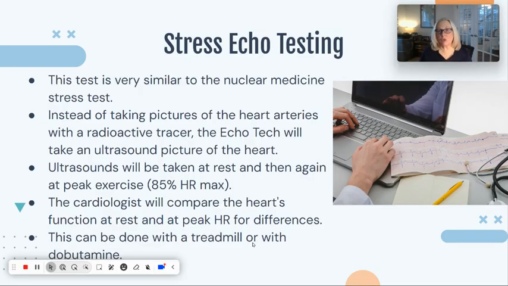And it can be done with a treadmill or with dobutamine. So remember, if they can't walk on the treadmill, I can give them that medication that simulates the treadmill, and we can get their heart rate up to target, and then still do the echo while their heart is beating super fast. Yeah, pretty cool. I'd be curious to know if any of you have had that done before or seen it done. It's pretty cool.